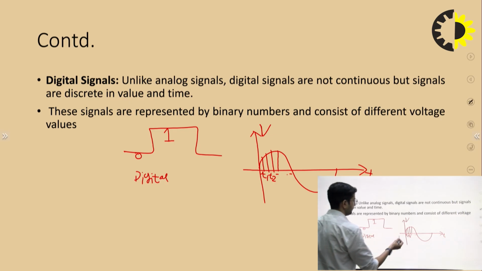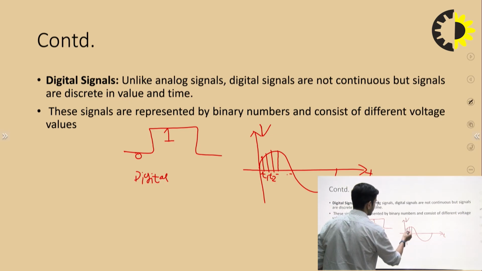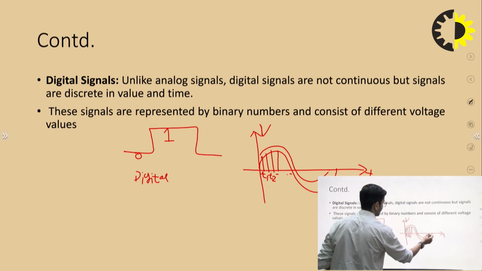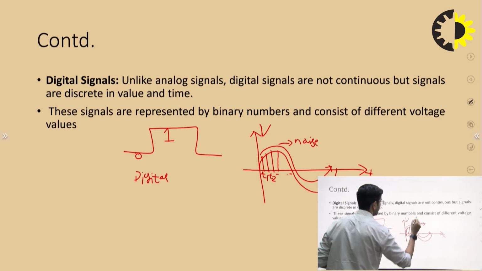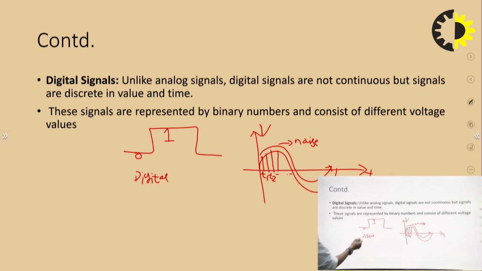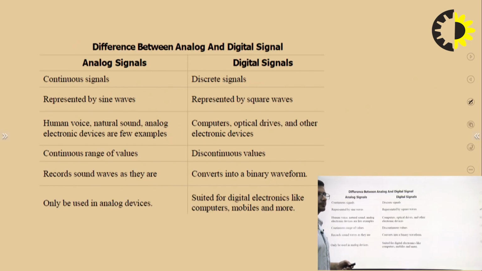So if noise impacts, let's say, at t1 time, it will keep on going along with this analog signal because this is continuous in time. So the noise will also keep on increasing in the analog signal. Whereas in the digital case, if the noise arises at one point, like let's say here, it will not propagate to another pulse like 1. So this is the most important difference between digital and analog. This is the difference between analog and digital signals.